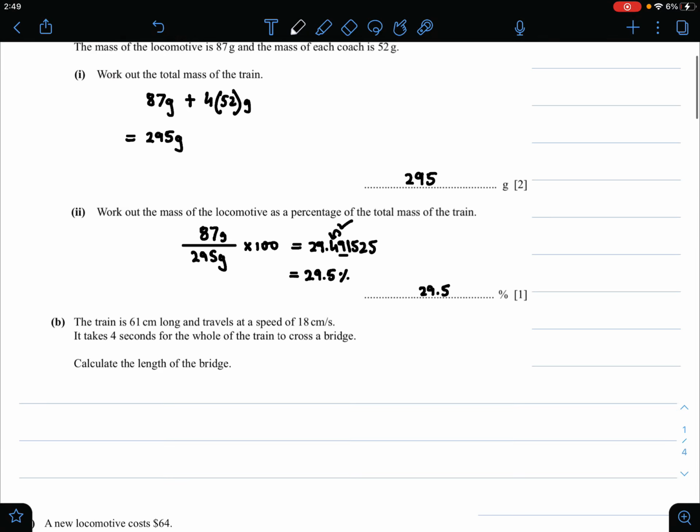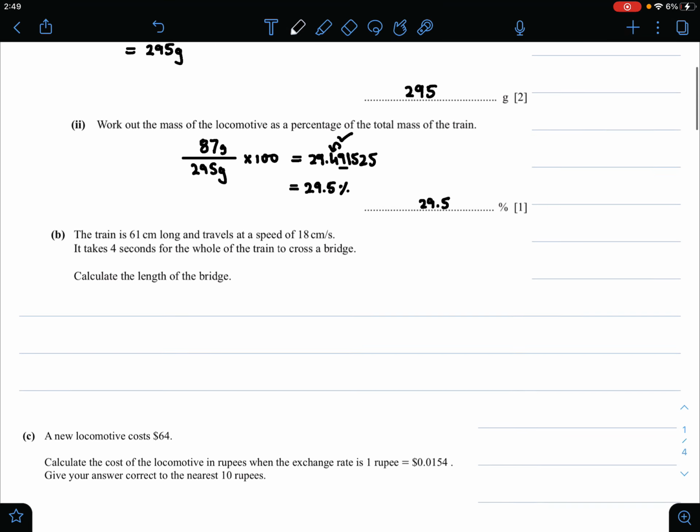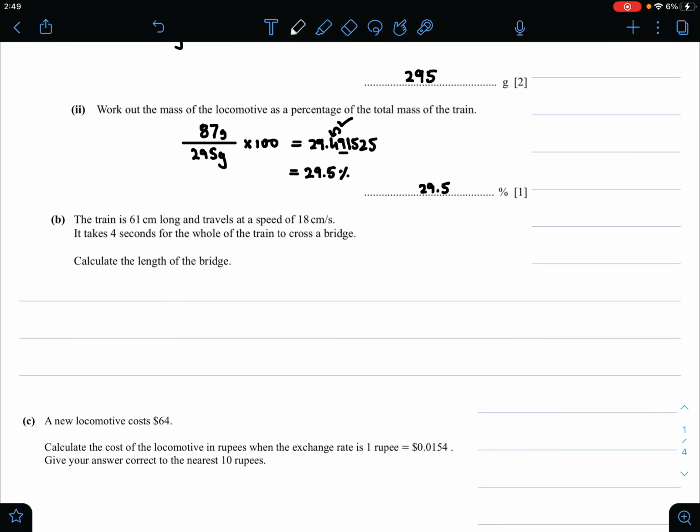Now let's move to part B. So for part B, they are asking us to calculate the length of the train. Now the formula for calculating distance is speed multiplied by time. So 18 multiplied by 4, because they are telling us that the train that is 61 centimeters long travels at a speed of 18 centimeters per second, that is the speed, and they are telling us it takes 4 seconds for the whole of the train to cross the bridge. So therefore the time is 4 seconds, and the speed is 18 centimeters per second.